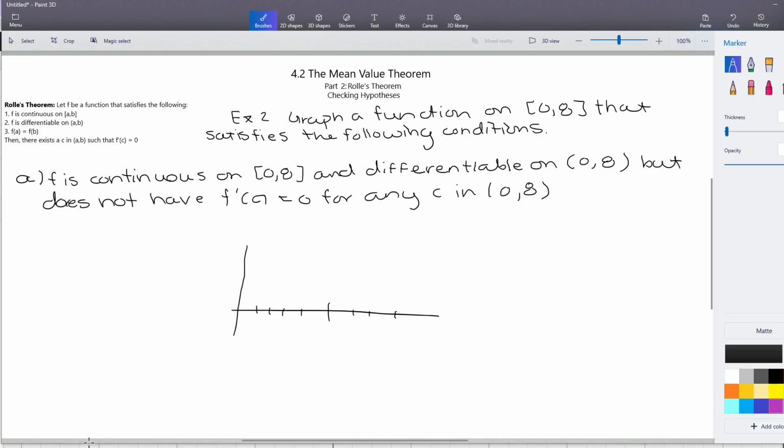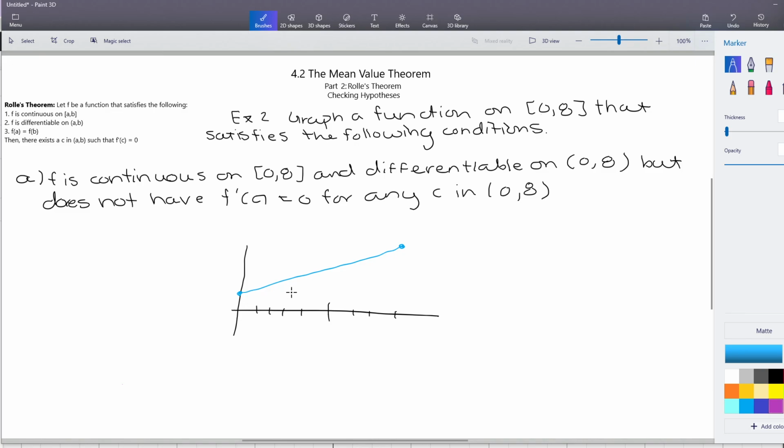I want something that is continuous on the closed interval, meaning I should be able to draw it on this interval without picking up my pencil. I want it to be differentiable, meaning it should be smooth looking, without any cusp points or discontinuities. But I don't want a horizontal tangent line. So to me, the most obvious choice is just to pick a line. This function is surely continuous. It certainly has a derivative at every point in this open interval.